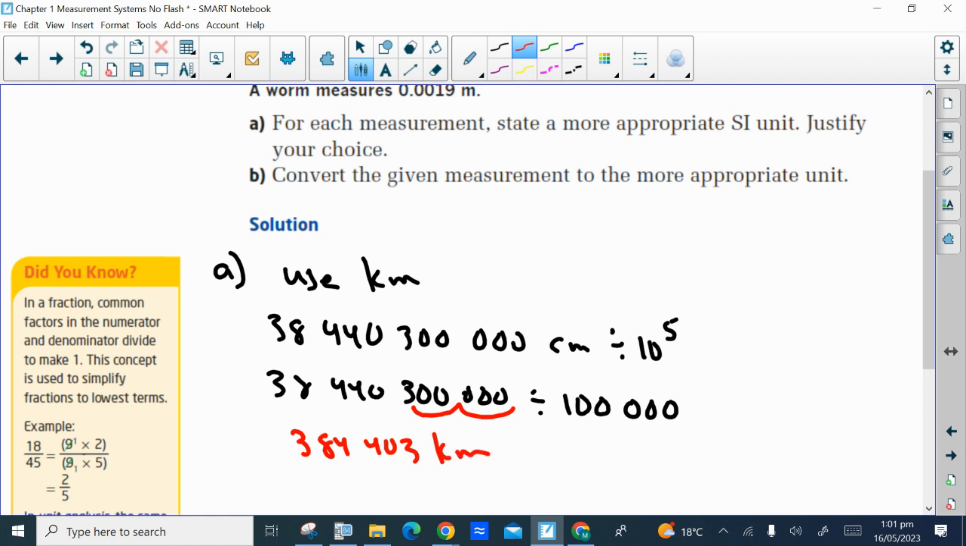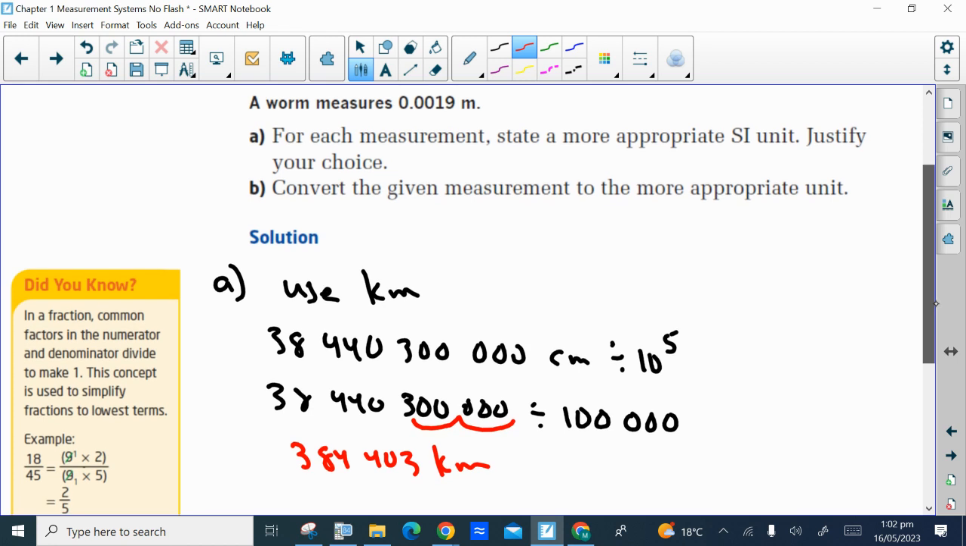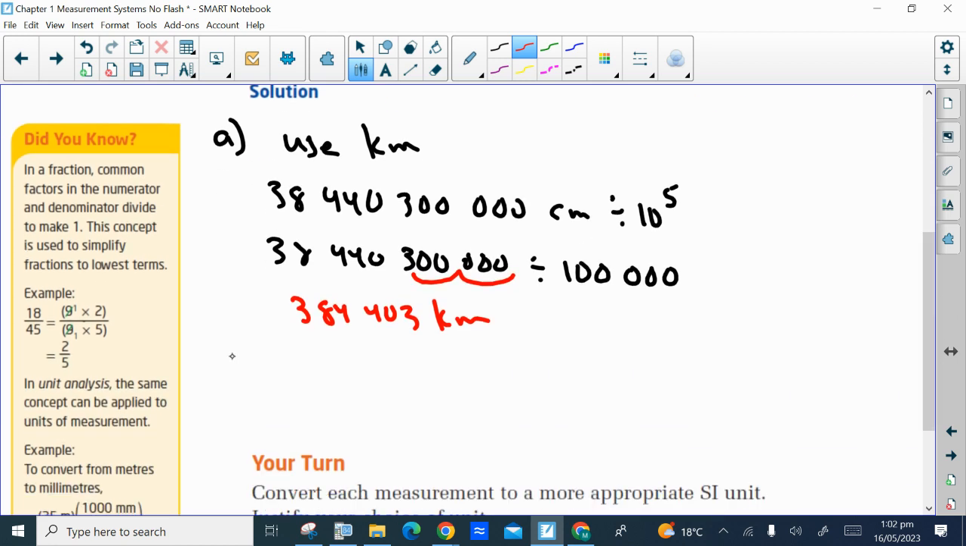There's a more appropriate unit to use for that measurement. And for the second measurement, you have a worm that measures 0.0019 meters. I'm going to say this is B. We've got 0.0019 meters. So in this case here, I would probably use millimeters. I'm going to go from meters down to millimeters.